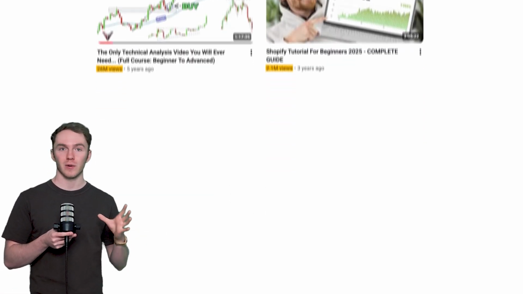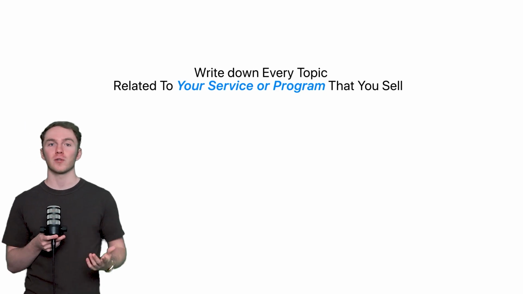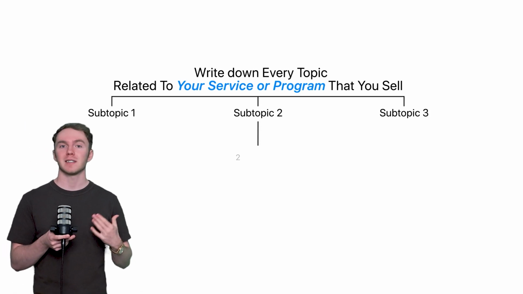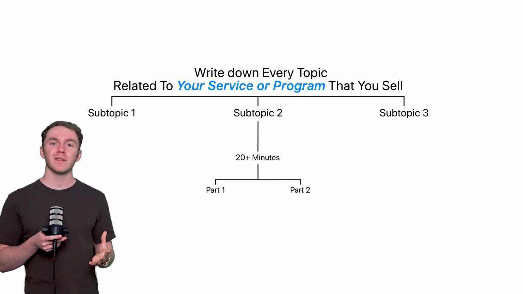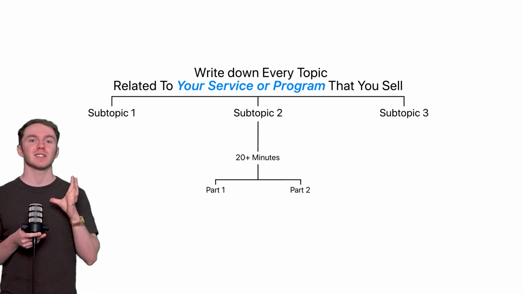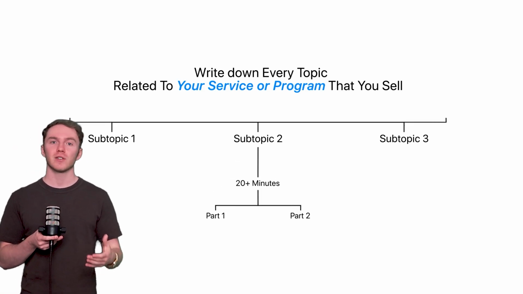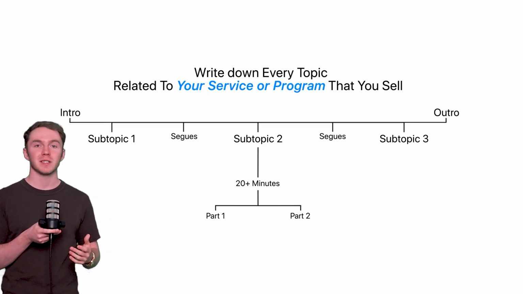So here's the best way to create one of these free course videos. First, you want to write down every topic related to the service or program that you sell. Then divide those topics into subtopics. If you have any subtopics that take more than 20 minutes to explain, just divide those into first part, second part. Once you have everything mapped out, record every subtopic as a separate section within one long video. And then finally, record your intro and the segues between sections to connect the different clips together. The final video should be several hours long.